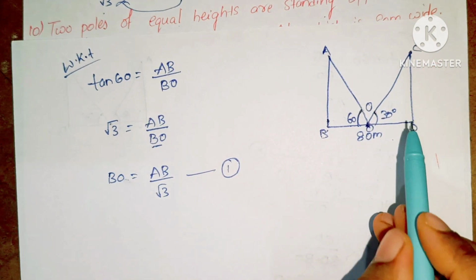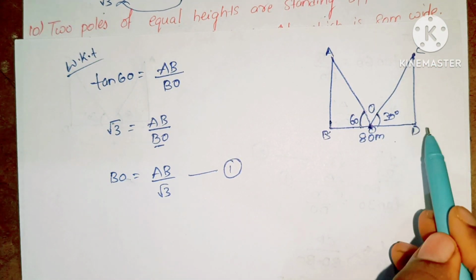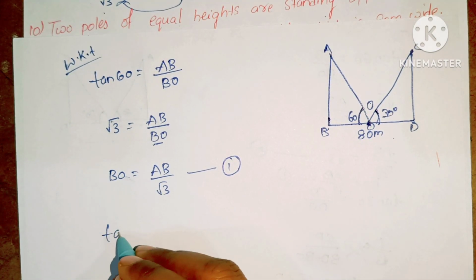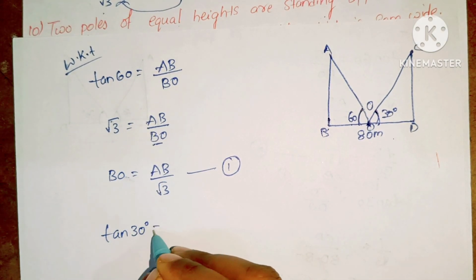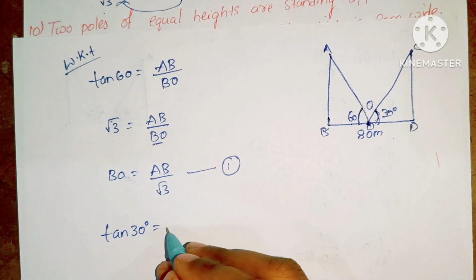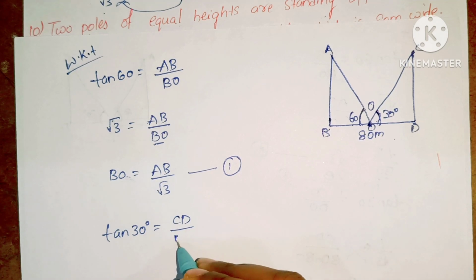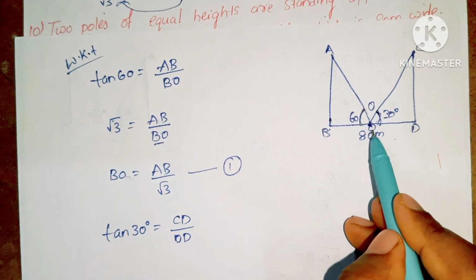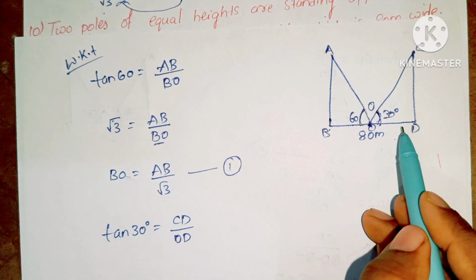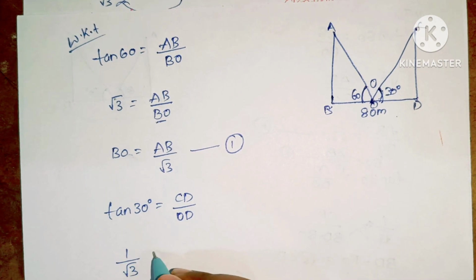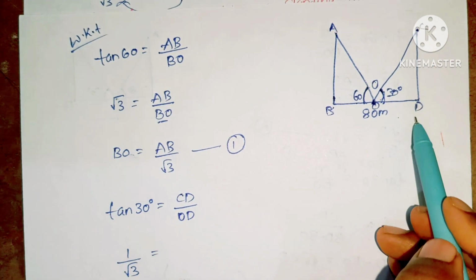So next I took another triangle, OCD. In OCD, what angle do you know? 30 degree. That means tan 30 degree equal to opposite by adjacent, that means CD by OD. So for 30 degree, opposite means what? CD. For 30 degree, adjacent side means what? OD. So tan 30 equal to CD by OD. So tan 30 value, how much? 1 by root 3 equal to CD by OD.